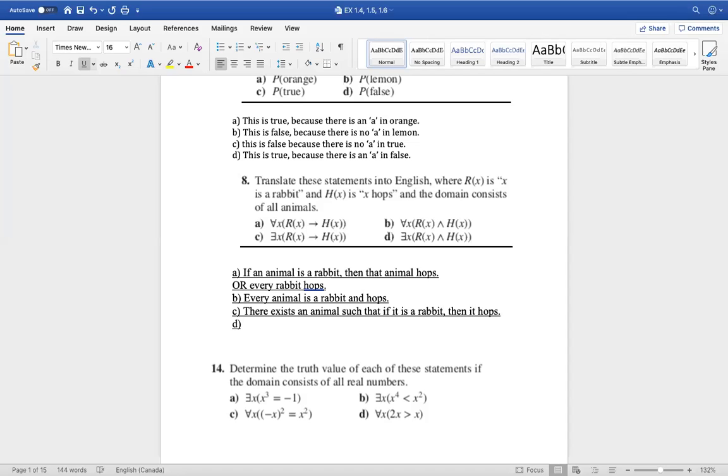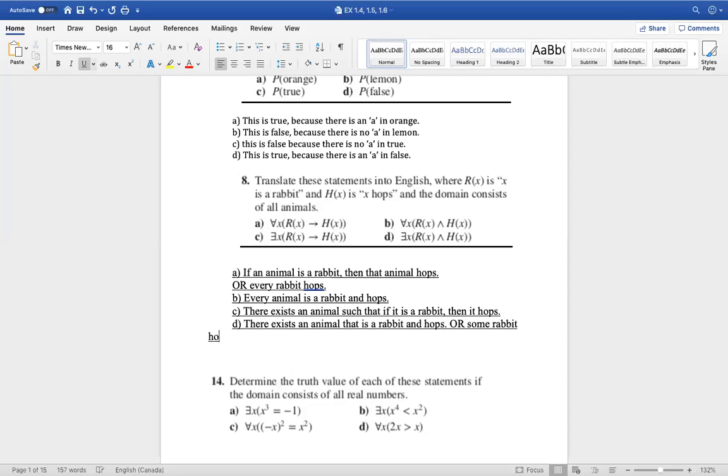Lastly, part D, we have the same existential quantifier. We have the and, and then we have R of x and H of x. We will be saying there exists an animal that is a rabbit and hops. Or we can say some rabbit hops. Or just to give you another idea, we can also say some hopping animals are rabbits.